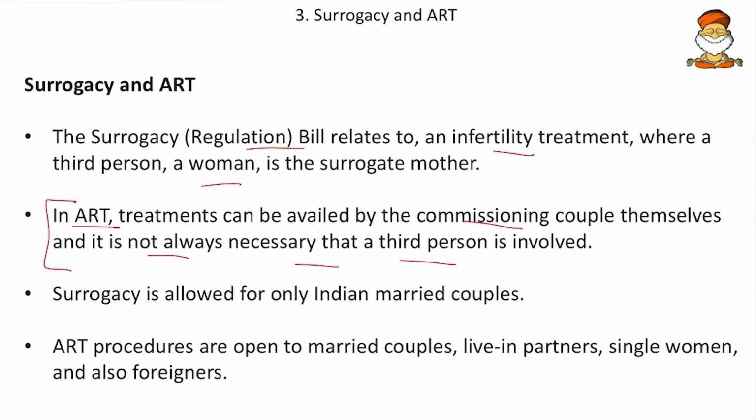Then surrogacy is allowed for only Indian married couples. So as per the Surrogacy Act, only for Indian couples; foreigners can't do surrogacy here. And we also know that only altruistic surrogacy is allowed in India. So commercial surrogacy is not allowed as per the surrogacy bill. Then the ART procedures are open to married couples, live-in partners, single women and also foreigners. So unlike surrogacy, ART is available for foreigners and also for people in live-in relationships.